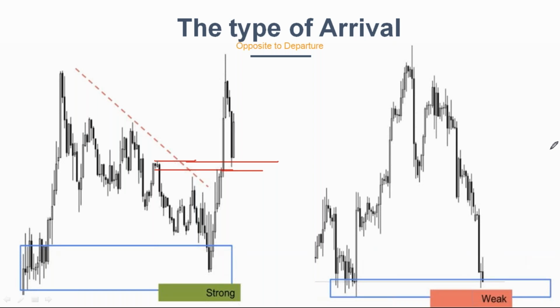An untested zone need not be an authentic zone. This zone can be a reaction. How do I know this is an authentic zone? Go to the left. I saw a momentum candle. So this is an authentic zone.